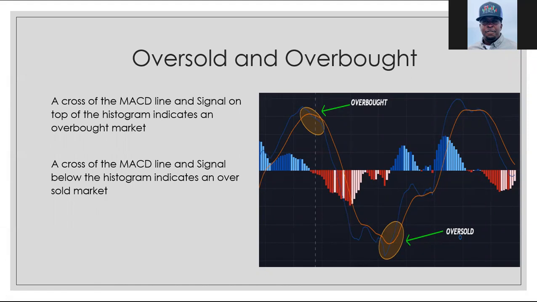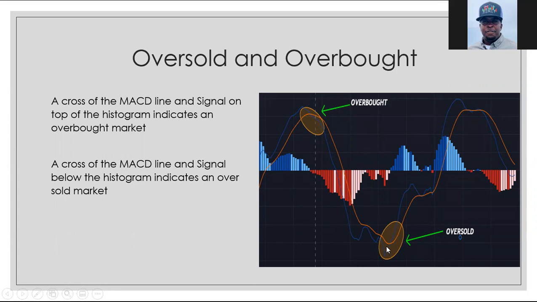You already know how to trade this. Good job. Now, a cross of the MACD line and signal below the histogram indicates an oversold market. So what are we going to do in an oversold market? Correct. We're going to buy. So we have an overbought and we have the oversold.